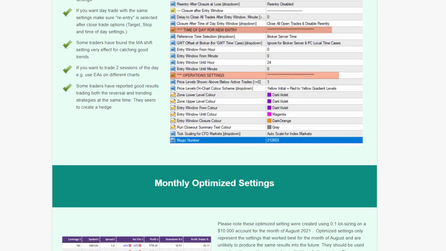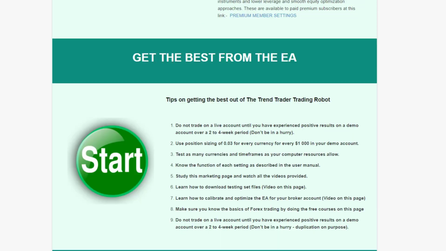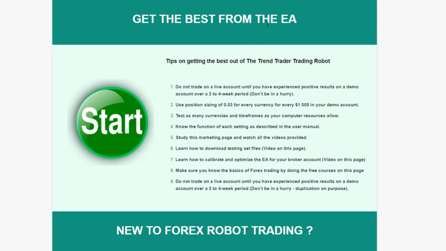of what is used. Then we provide monthly optimized settings, but the monthly optimized settings become less important because, as I said, this is more of a day trading type of EA where you're using your trading skills and set files that you manipulate according to the results that you are getting. And then there are some notes on getting the best from the EA. I'm not going to go through all of that.